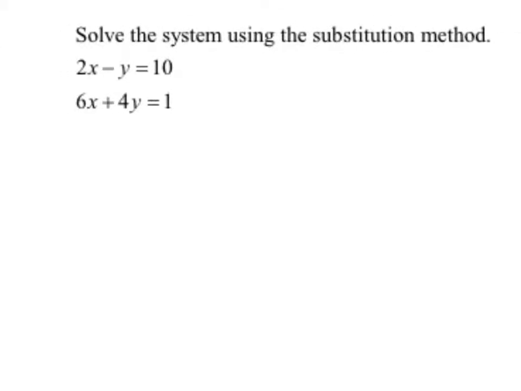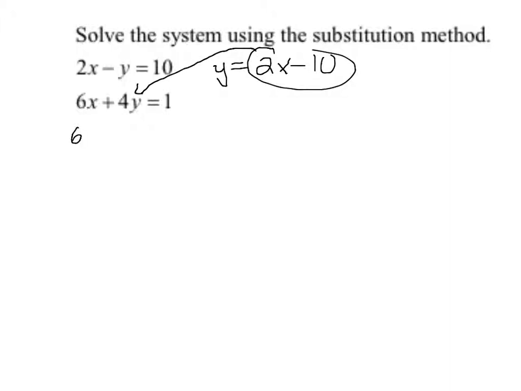Solve the system using substitution. What that means is you have to substitute something in for y or x. So I look at this first equation here, and I'm going to solve it for y. So I would get y equals 2x minus 10. Take that, substitute it in for that y. 6x plus 4 times the quantity 2x minus 10 equals 1.